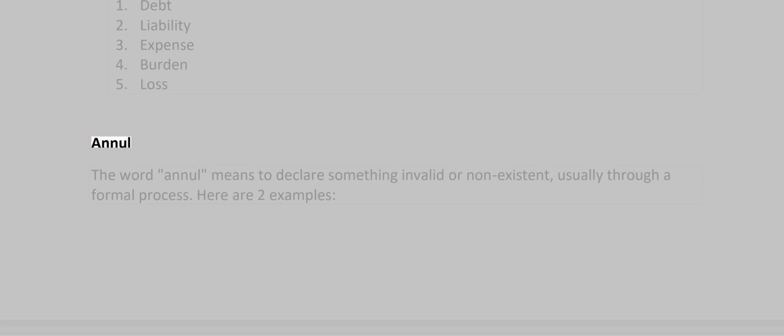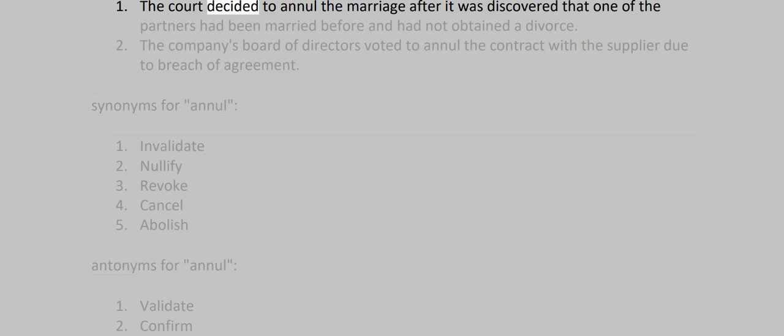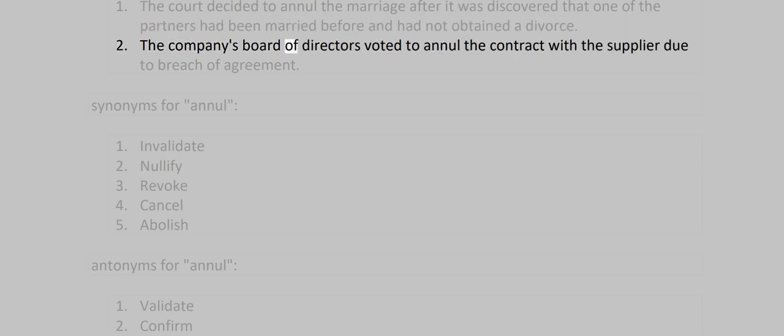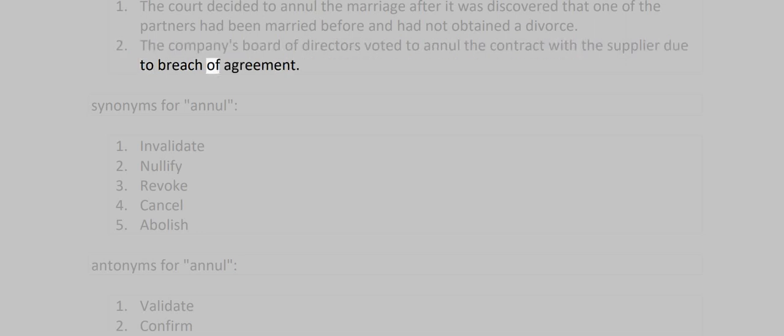Annul. The word annul means to declare something invalid or non-existent, usually through a formal process. Here are 2 examples. 1. The court decided to annul the marriage after it was discovered that one of the partners had been married before and had not obtained a divorce. 2. The company's board of directors voted to annul the contract with the supplier due to breach of agreement.